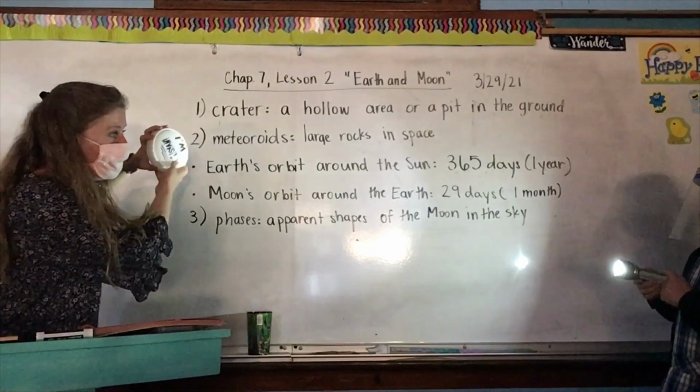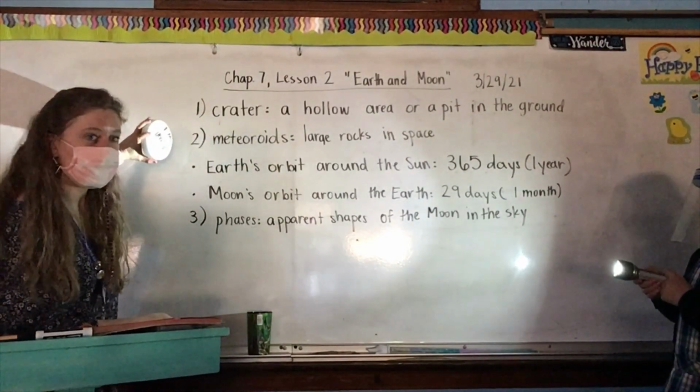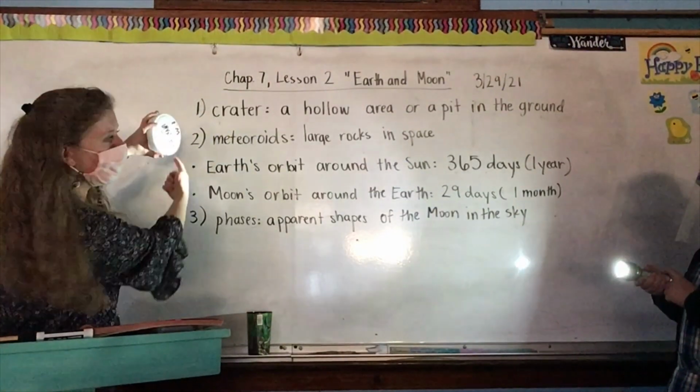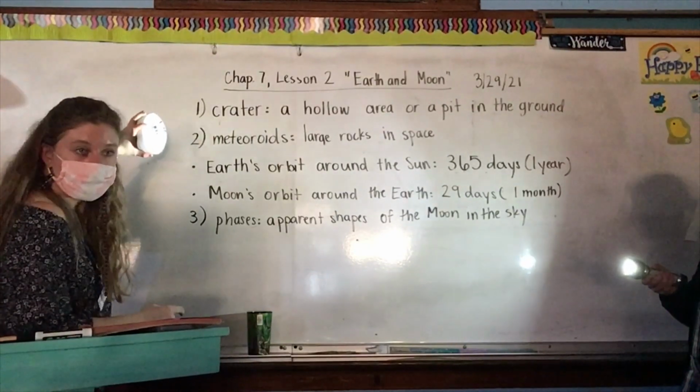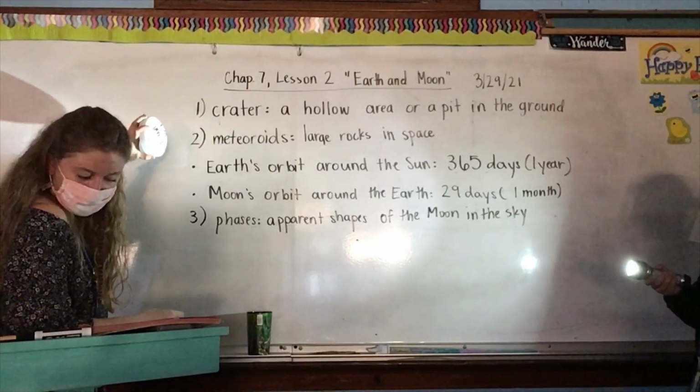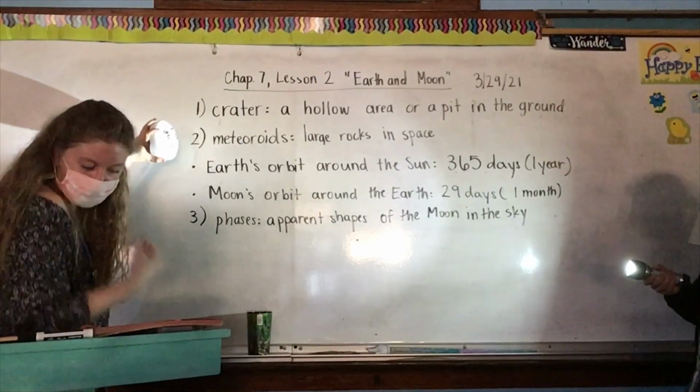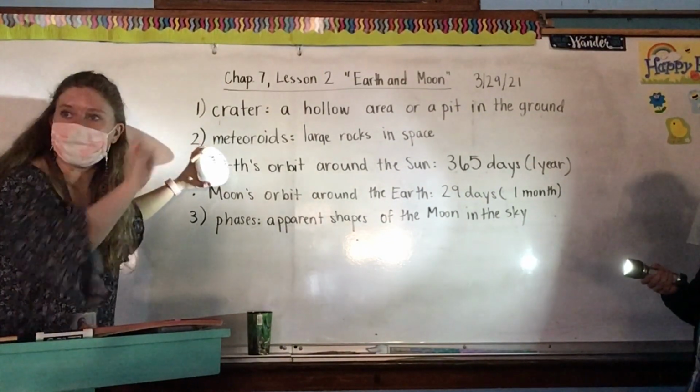Then we have the first quarter moon, which is right here. I can see about half of it. The moon is a quarter of the way around Earth. That's what we would call a half moon.